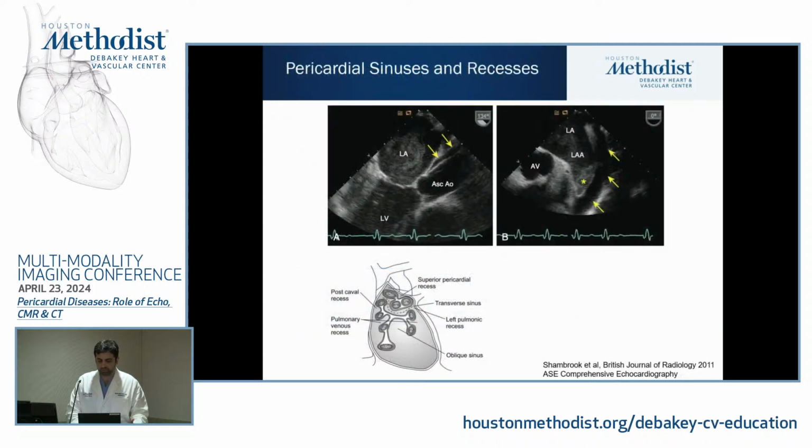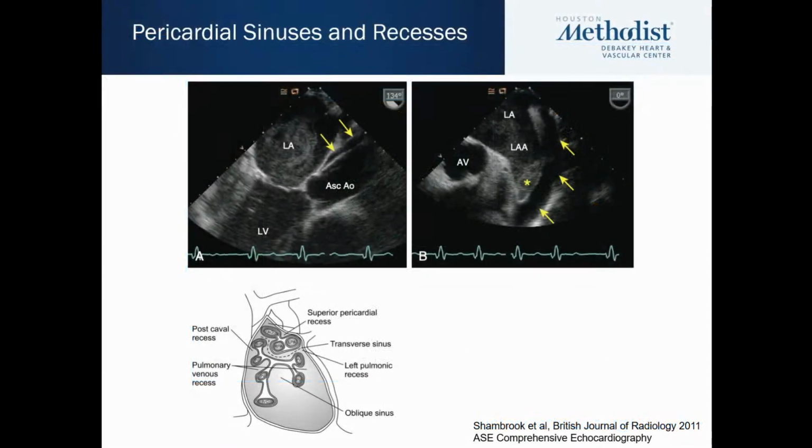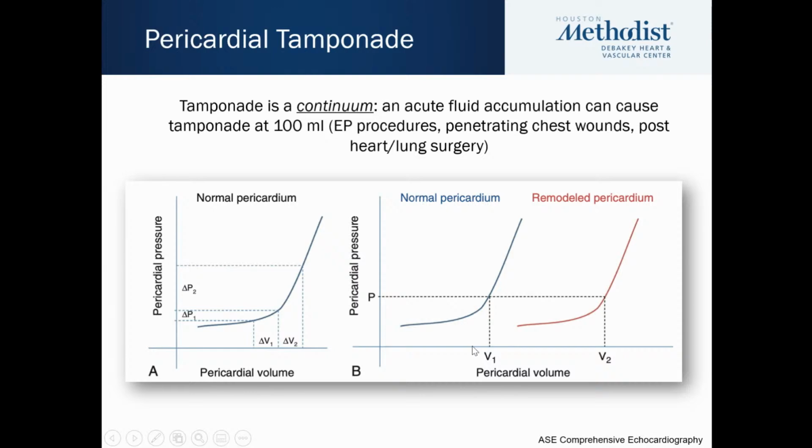Don't forget about normal structures. So there's pericardial sinuses and pericardial recesses, and really the fluid goes up in between the great vessels. You have the transverse sinus and you have the oblique sinus, which are normal structures, and fluid will often be present in those areas. When it comes to tamponade, you have to keep in mind that it's a continuum.